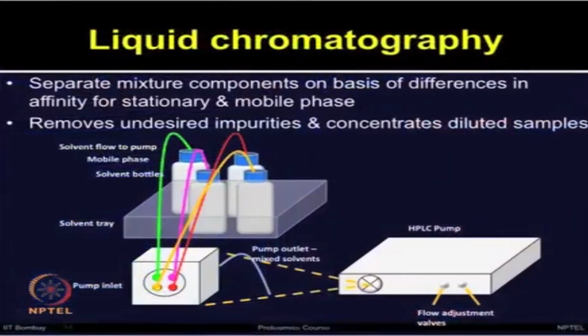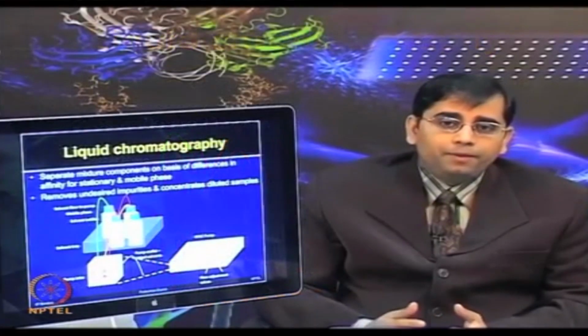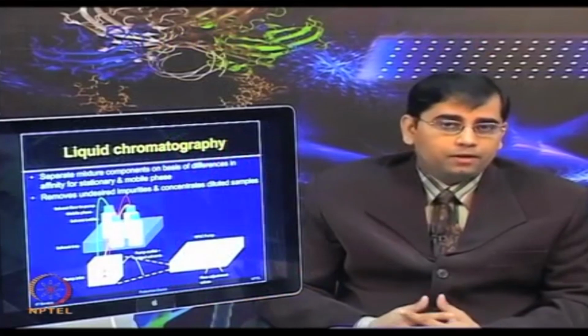It is mostly used for separating peptide mixtures. One diagram is shown here, which is a typical liquid chromatography setup, which consists of solvent bottles, degasifiers, dual or quaternary pumps, the sample injector, column and detectors. Different solvents can be placed in the solvent bottles depending upon the purification requirements.